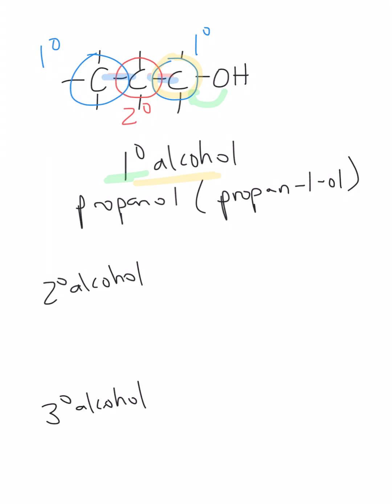All right, so secondary alcohol, and again, we can draw what is called an isomer of propan-1-ol. We can draw propan-2-ol here. All we have to make sure we do is put that hydroxyl group on the middle carbon, because that's a secondary carbon. So that makes it a secondary alcohol, and the name of that alcohol is propan-2-ol.